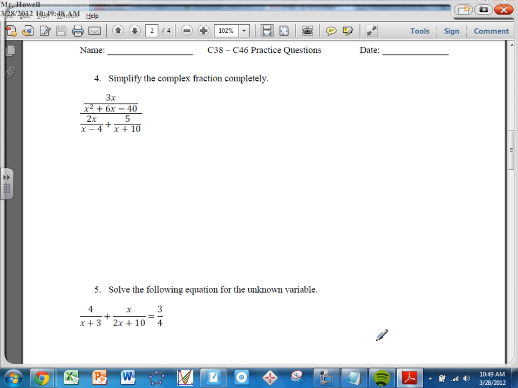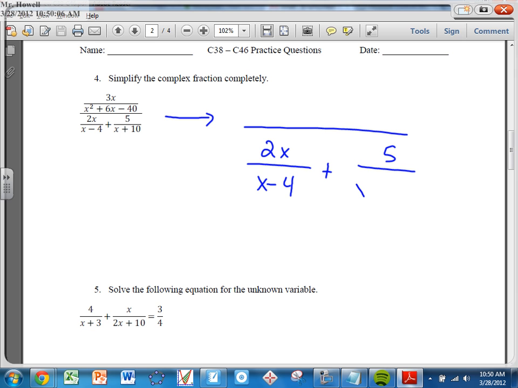Now, for this problem here, what you're going to notice is that you don't have the same denominators everywhere. We do need the same denominators, though. So let's go ahead and look. What can I factor up top, please? Tell me. X minus 4. Good. Notice, guys, your factors appear in more than one spot. When you factor the top, this factors into X minus 4 and X plus 10.